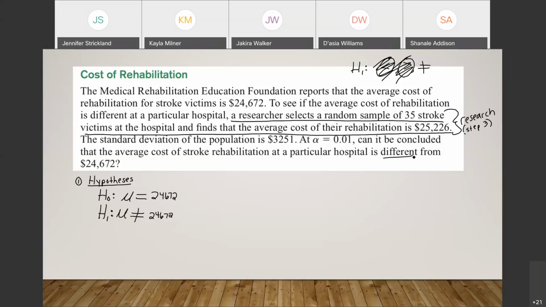So which one of those statements shows that it's different? The equal or the not equal? Which one would be a difference? Not equal. Okay, so I'm going to put the word claim by that. And then we're ready to move to step 2. Anybody have a question on the statements?